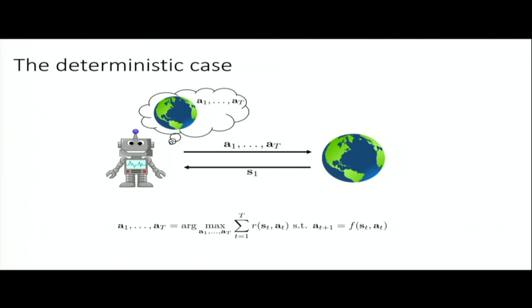So the corresponding optimization problem can be written out like this. On the previous slide, I had a cost. Here I have a reward, but it's the same thing. Maximize the reward such that your transitions follow the dynamics.